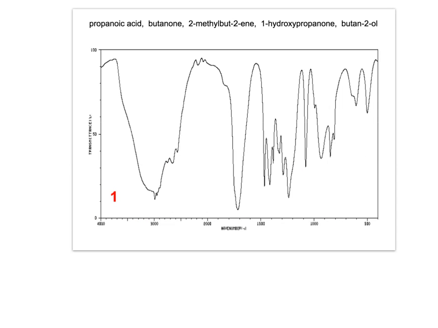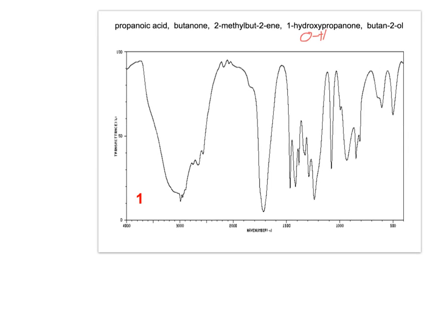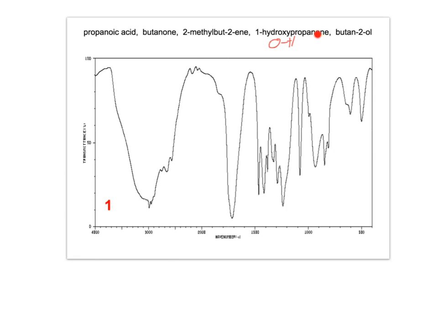In the following slides, we've got 5 different examples. They can be propanoic acid, butanone, 2-methylbutene, 1-hydroxypropanone, or butan-2-ol. You may not have come across the term hydroxy. You won't really be asked to name stuff with hydroxy until A2. Hydroxy just means there's an OH group, the same as if it ends in OL. Don't worry too much about that just yet, but 1-hydroxypropanone contains a propanone group, so the C double bond O, and also an OH group, like an alcohol group.